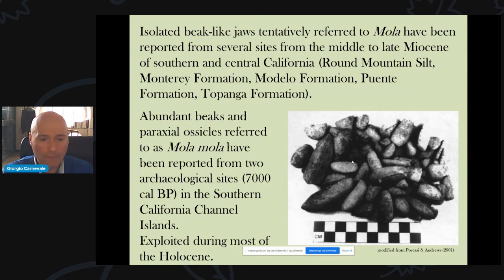And the most recent reports of Mola in the record are those from two archaeological sites in the Southern California Channel Islands, about 7,000 years before present, and they document the exploitation of these fishes by humans several thousand years ago. They are primarily represented by beaks, but mostly by paraxial ossicles, described by Porcasi and Andrews in 2001.